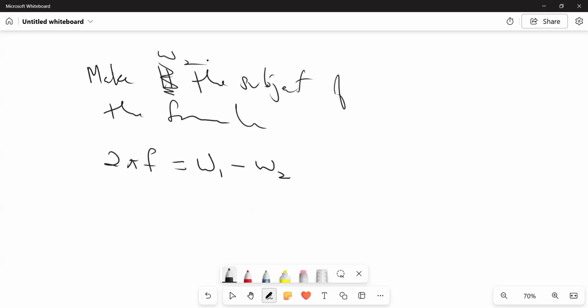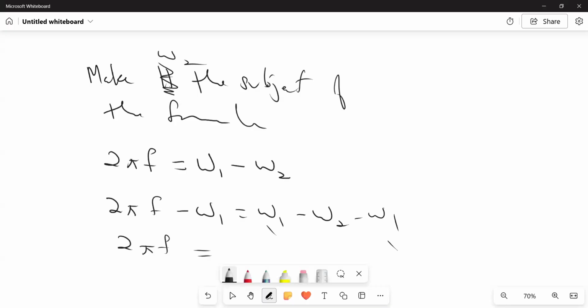So some people might want to say, all right, good, let's take away W1 from both sides. So you have 2 pi f minus W1 equal to W1 minus W2 minus W1. So these two are going to cancel out each other. You have 2 pi f minus W1 equal to minus W2. But you don't want minus W2, you want positive W2, right? So you'd have to multiply both sides by minus 1.